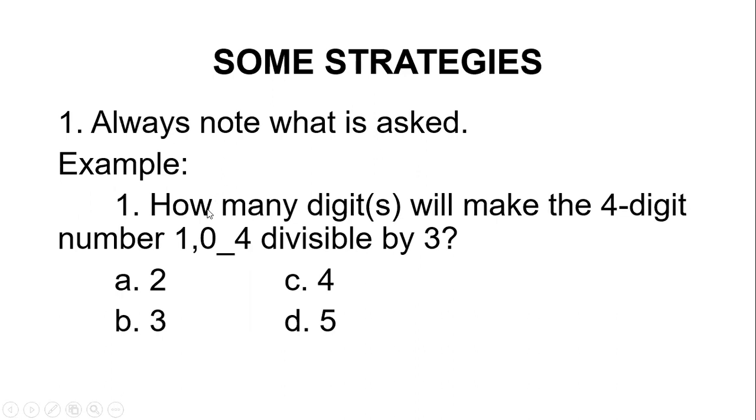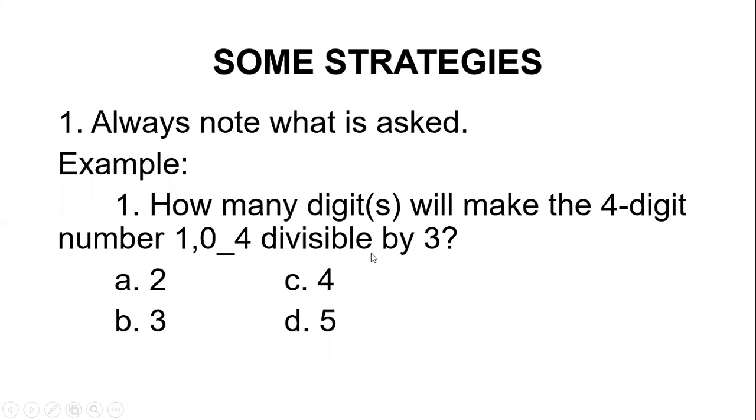For example, how many digits will make the 4-digit number 10 divisible by 3? We know that a number is divisible by 3 if the sum of the digits is divisible by 3. So maybe some of you will say, Sir, the correct answer is C, 4. And I will ask you, how come 4? Because 1 plus 0 plus 4 plus 4 is 9. And that's divisible by 3.